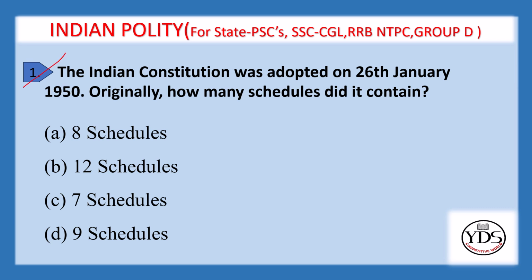The Indian Constitution was adopted on 26 January 1950. Originally, how many schedules did it contain? Option A, 8 schedules. Option B, 12 schedules. Option C, 7 schedules. Option D, 9 schedules. And the answer is option A. 8 schedules is the correct answer.